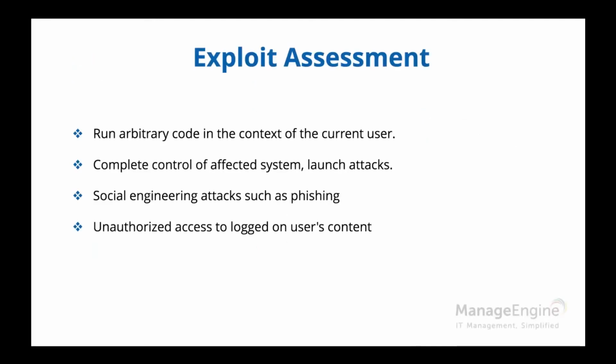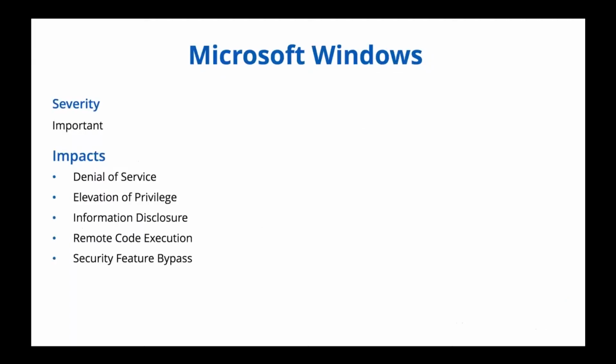So as we have already seen, the MS Office application exploits could run arbitrary code in the context of the current user, gain complete control of the affected system, and launch attacks. This could also lead to social engineering attacks such as phishing. Phishing is where you can send malicious emails or have malicious ads running on unsuspecting websites. So you can also gain unauthorized access to logged-on users' content, which is the elevation of privilege.